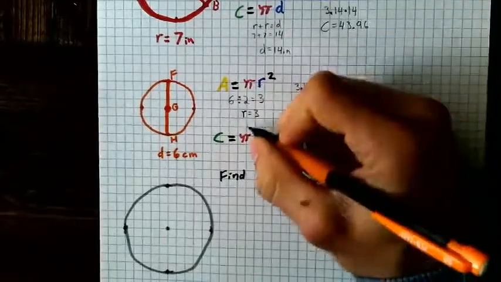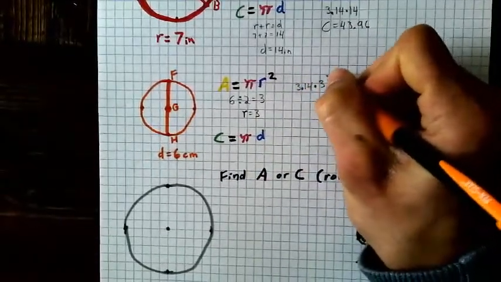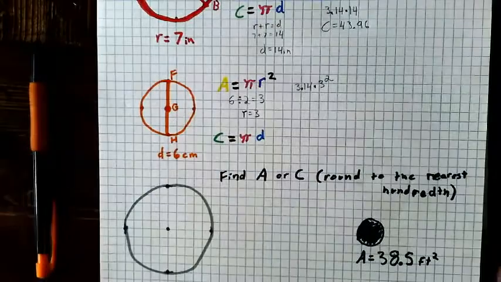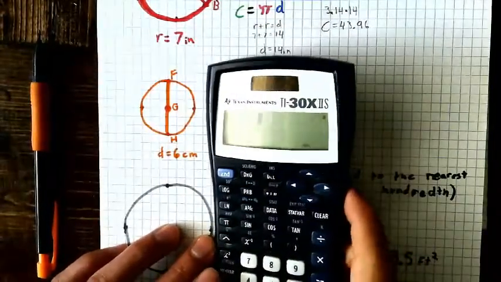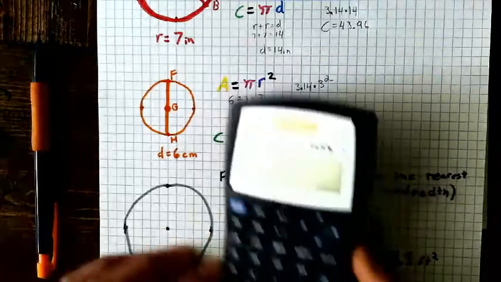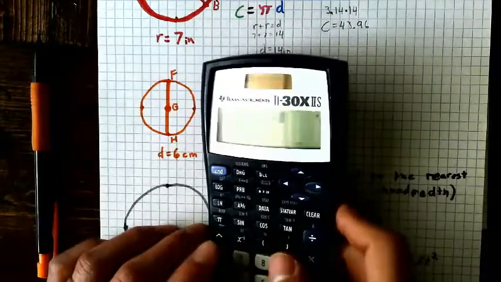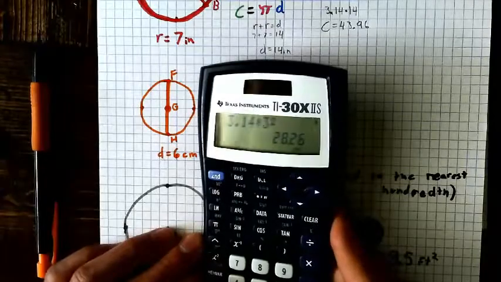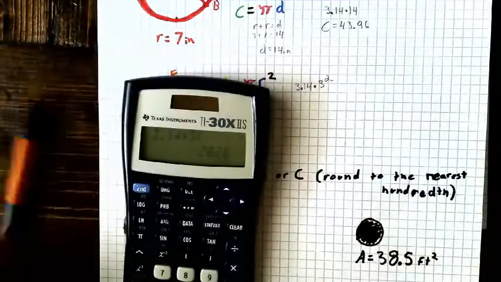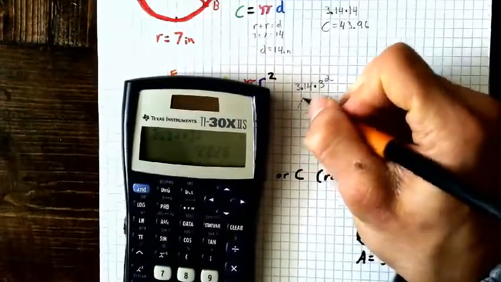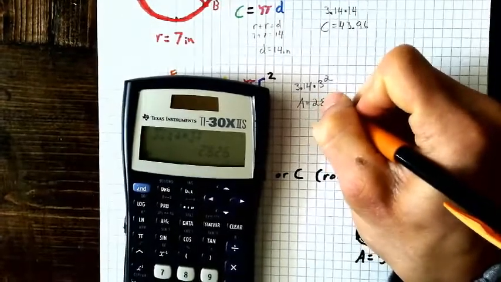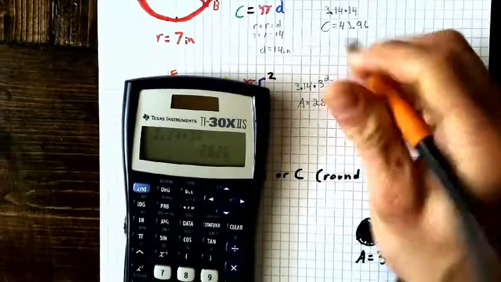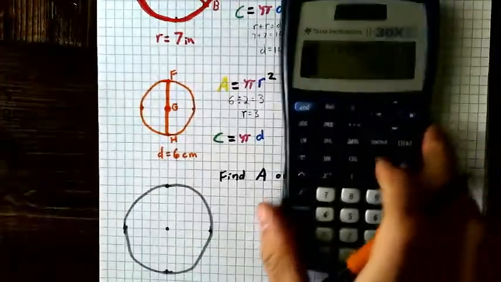3.14 times 3 squared. If I plug that in, I get 28.26. So my area equals 28.26. Now I need to do my circumference.